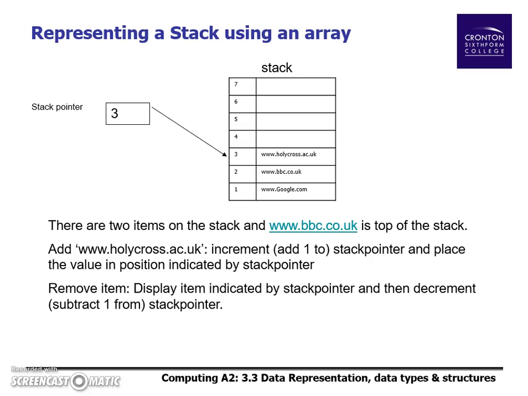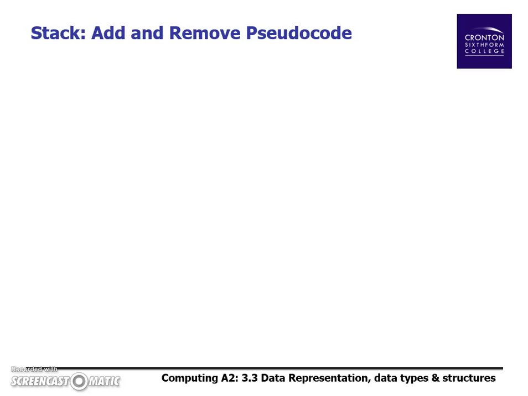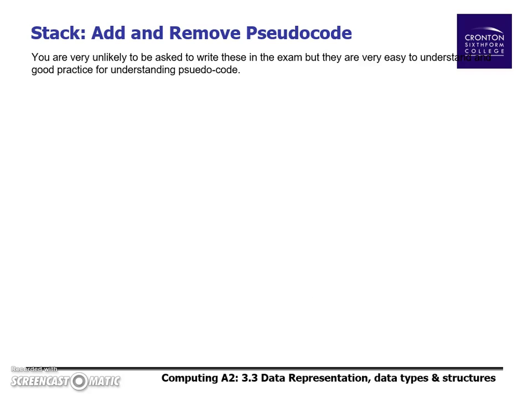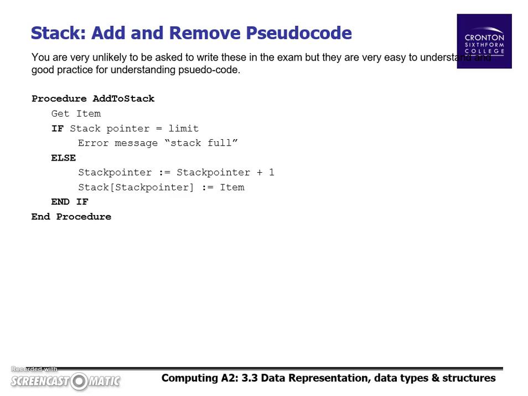So if we wanted to display the items indicated by the stack pointer, we would then subtract 1 from the stack pointer, and holycross.ac.uk would be displayed on the screen. Okay, so you are very unlikely to be asked to write about these in the exam, but they are very easy to understand, and it's very good practice for understanding pseudocode.